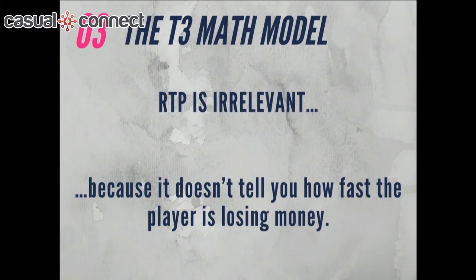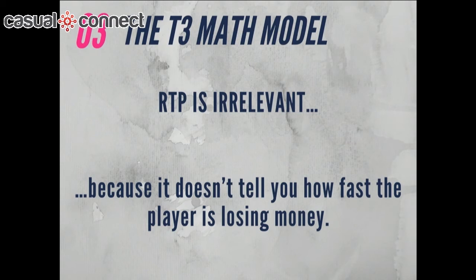Meaning, if you have a 95% RTP, you could take 8,000 spins to lose it with a certain type of game. That's too much, that's like playing a very long time. Or, for the same payout, you could have one winning payout and everything else loses, and you lose your entire fortune in 100 spins. Anything between losing everything at once and losing everything over weeks is all 95% RTP. RTP doesn't tell you how fast the player is losing money, which means it doesn't tell you what the player experience is.